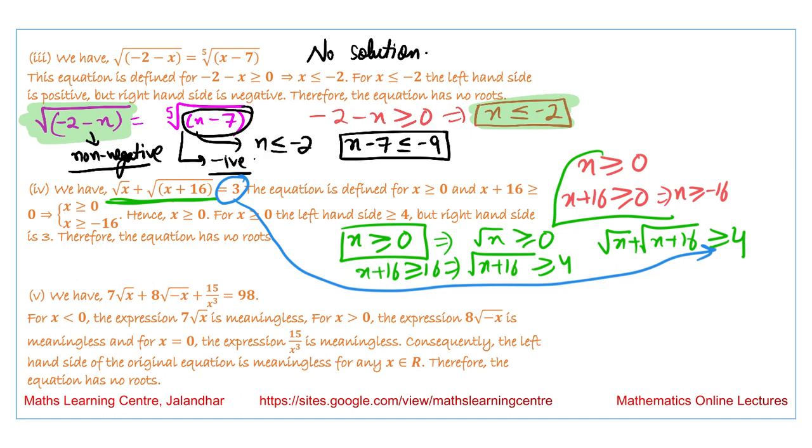So both these conditions cannot be satisfied simultaneously for any value of x. So we are saying that this system has no roots.